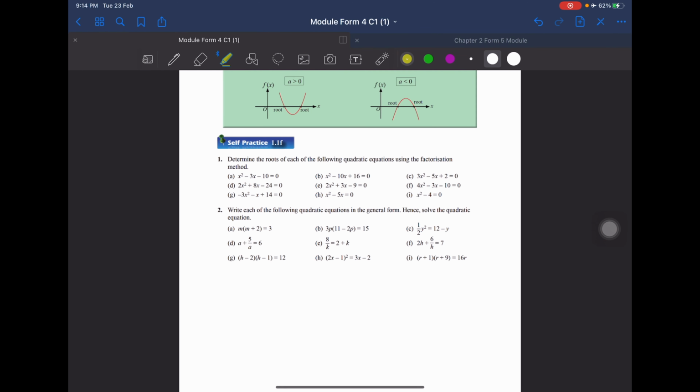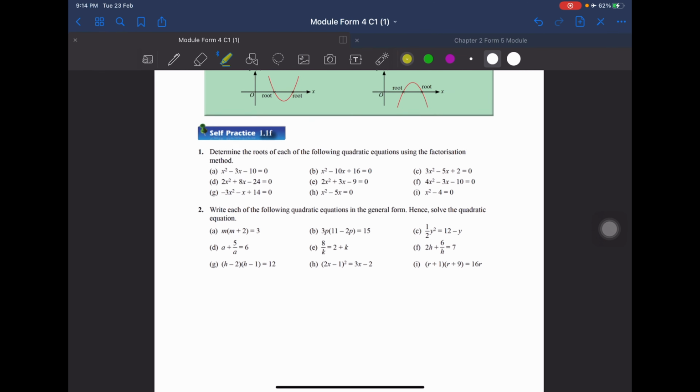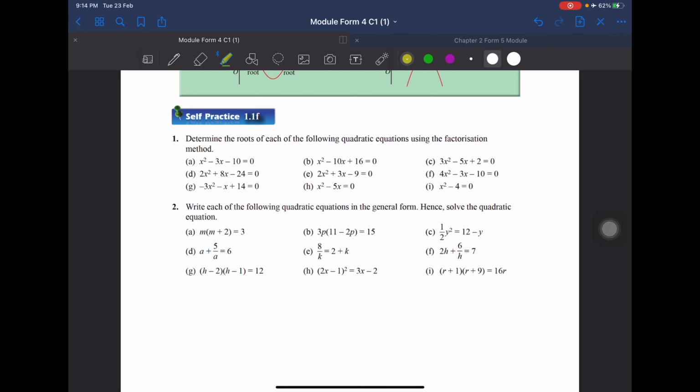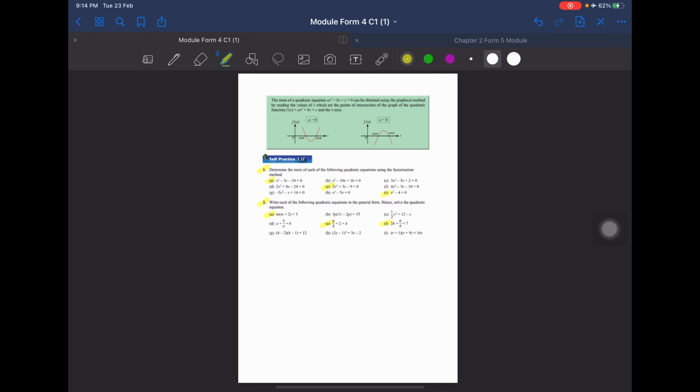Okay, so this is your self-practice 1.1F. What I want you to do, just simply try number 1, A, E, I, and then number 2, A, E, F.